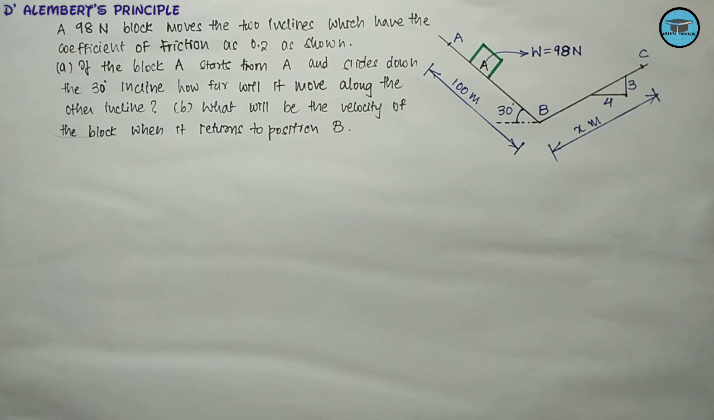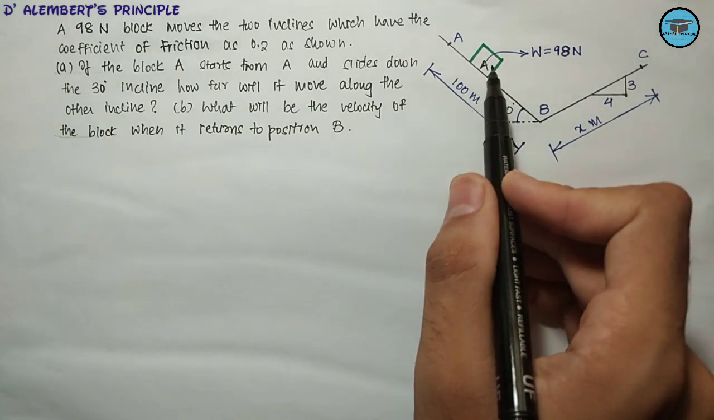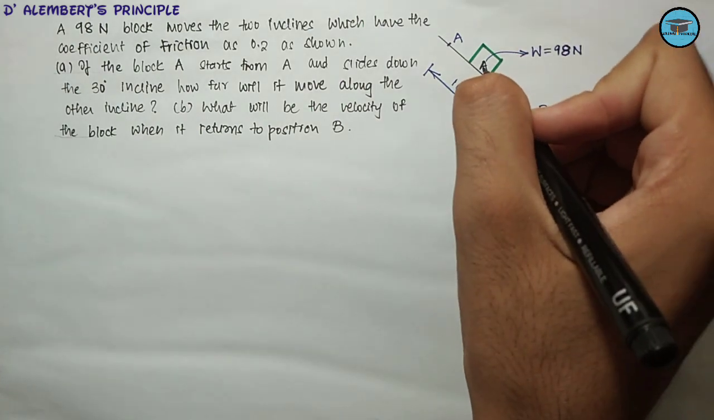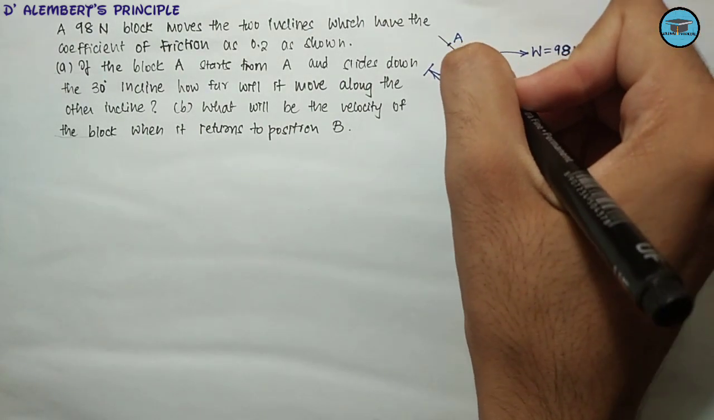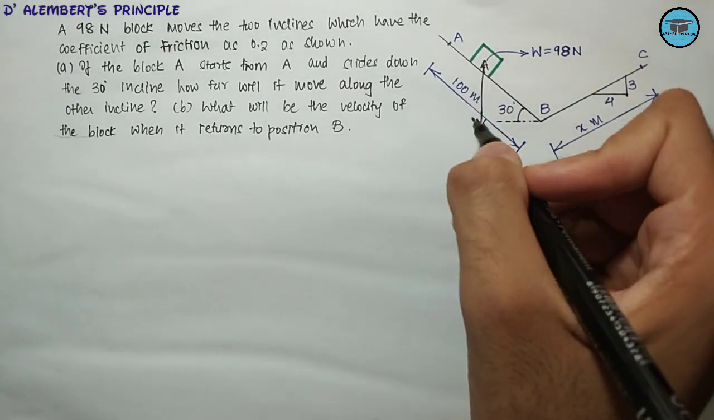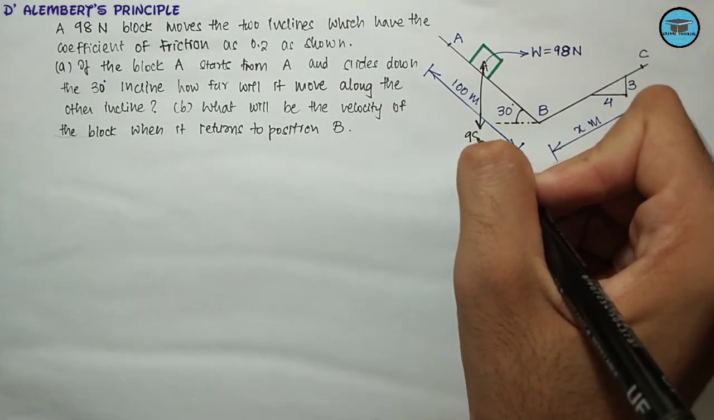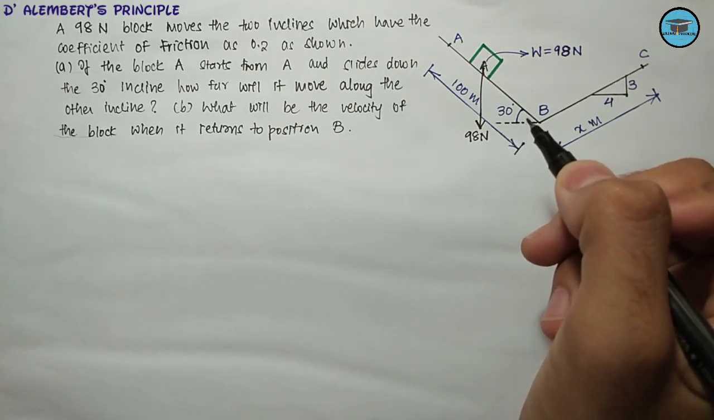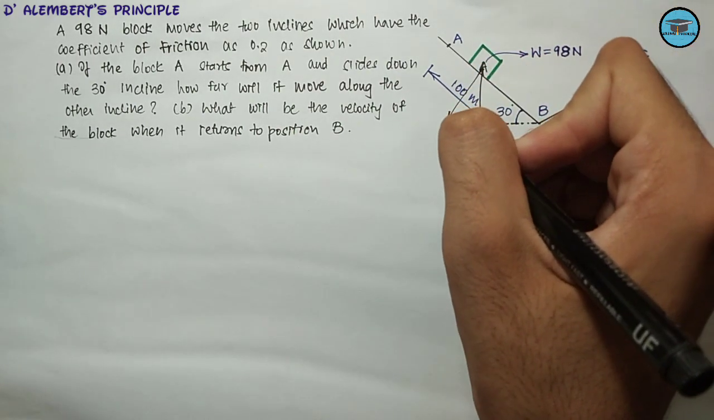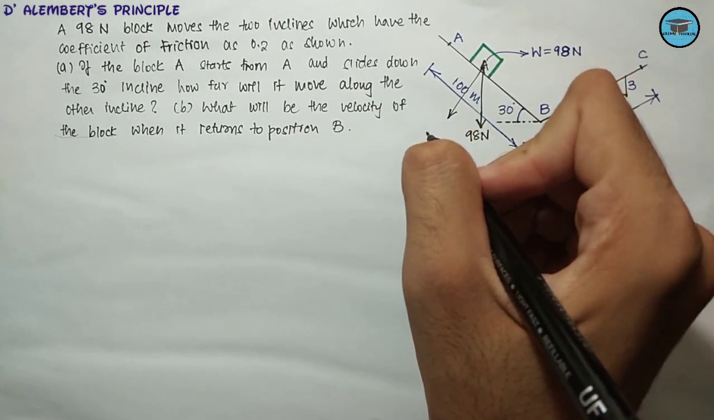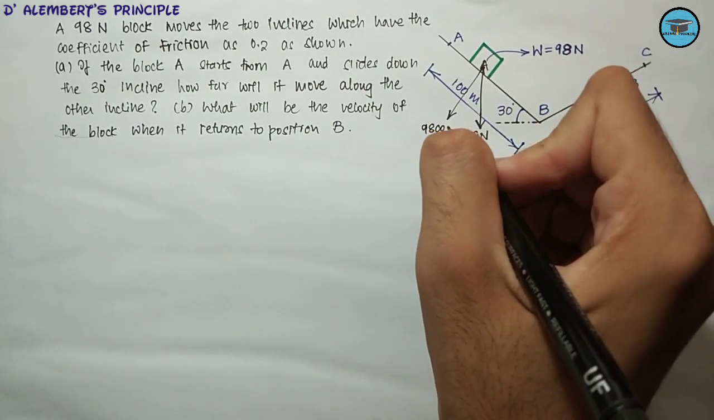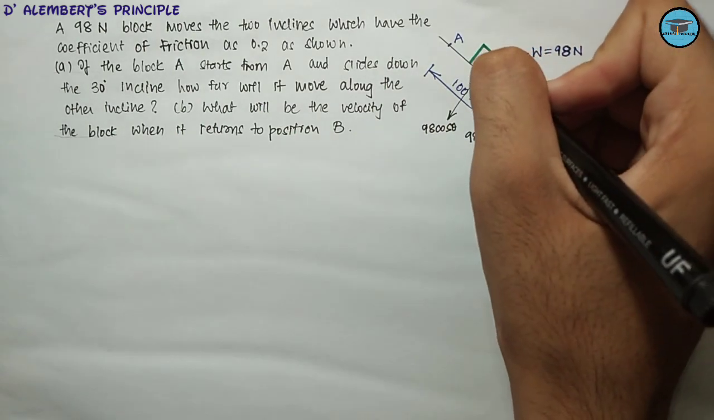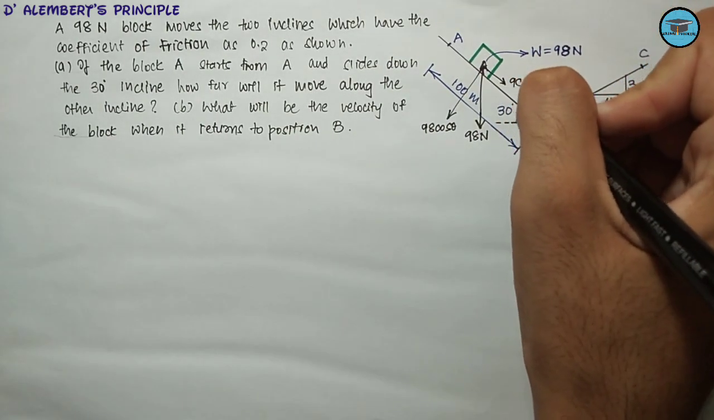For solving such kind of problem, let us first draw the free body diagrams. This block has a weight of 98 Newton, which will be acting in this direction. This is the weight of the block. This would be mg cos theta, that is 98 into cos theta, and this would be nothing but 98 into sine theta.